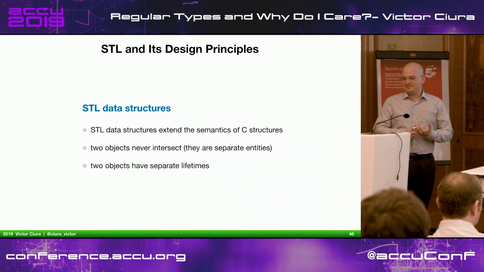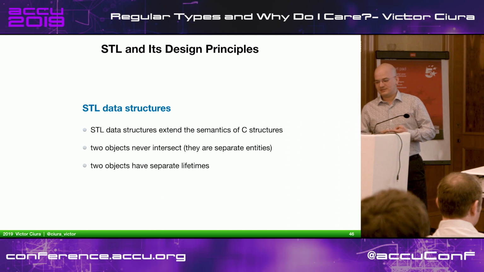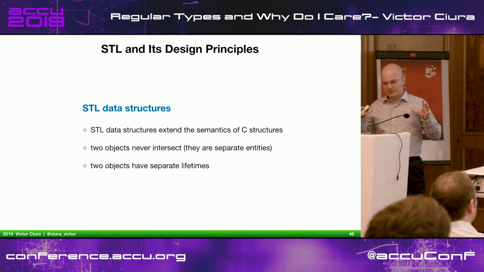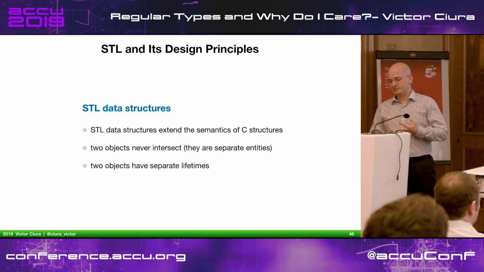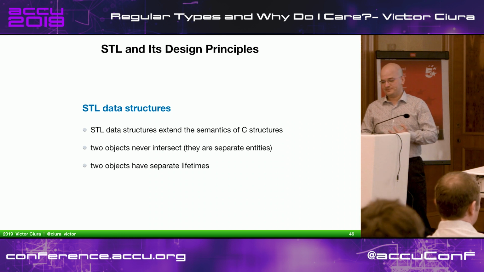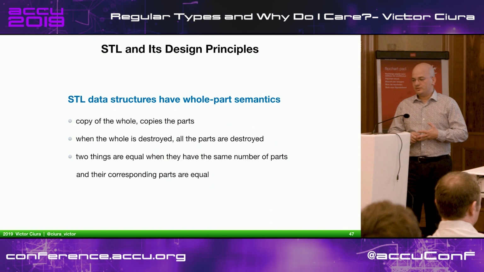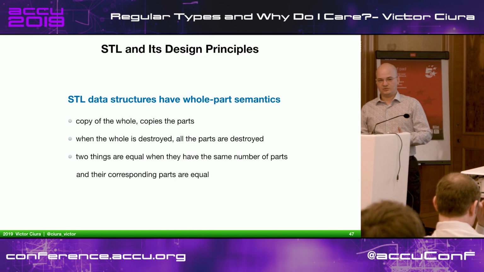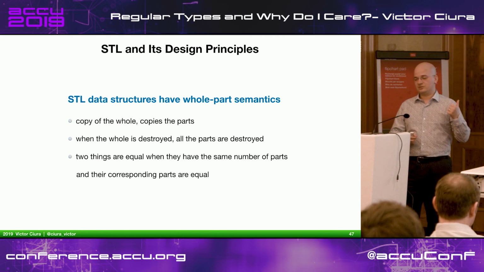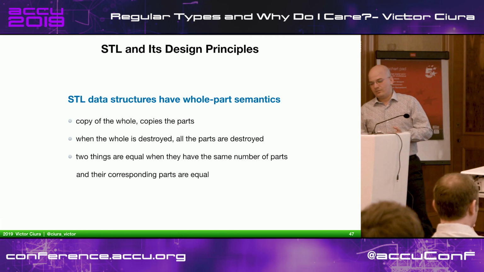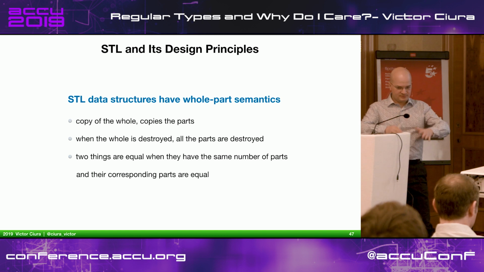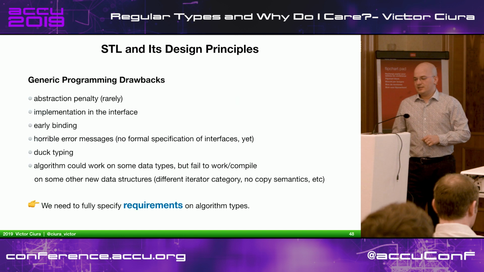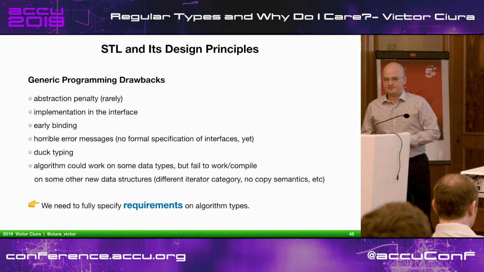Okay. STL data structures. They extend the semantics of C structures in terms of memory layout. Two objects never intersect, and they should have separate entities and separate lifetimes. Copy the whole, copies the parts. We usually don't obey this guideline. When a whole object is destroyed, all the parts are destroyed. Two things are equal if they have the same number of parts and their corresponding parts are equal, and all the way down, recursively. We fail to do that as well, sometimes.